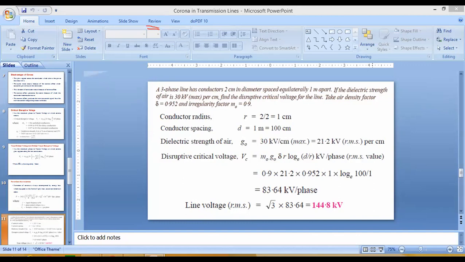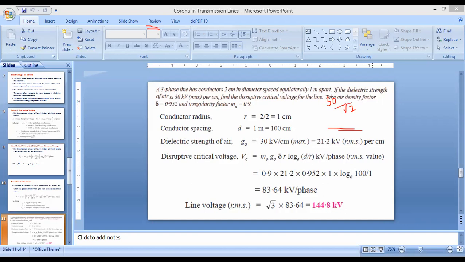The dielectric strength of air g naught is 30 kV maximum per centimeter, but we convert it in terms of RMS value, that is 30 by root 2. We get 21.21 kV per centimeter, that is the RMS value.